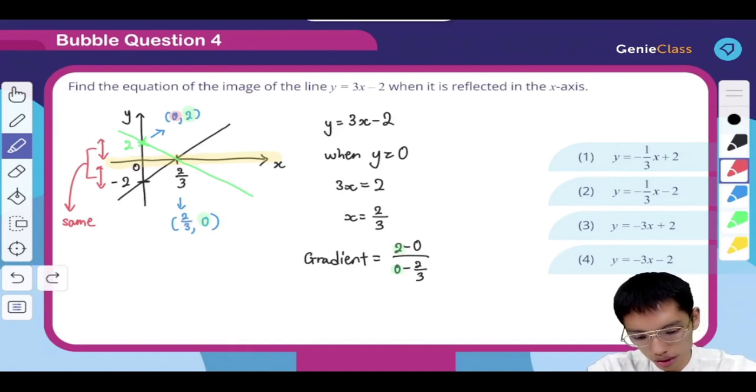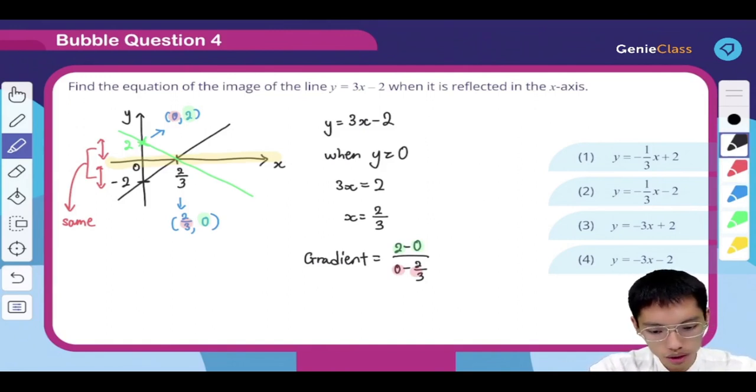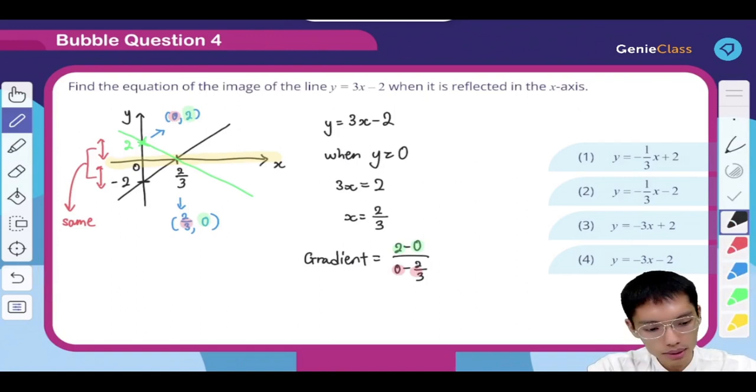So 2, 0, sorry, that 0 is not over there. Let me just rewrite it. The 2 and 0, 0 and 2/3. Okay, they should be this way. And column-wise, they should follow accordingly. Because if it's y2, then it should follow x2. Sorry for that. Let me just use this marker, y2, this is x2.